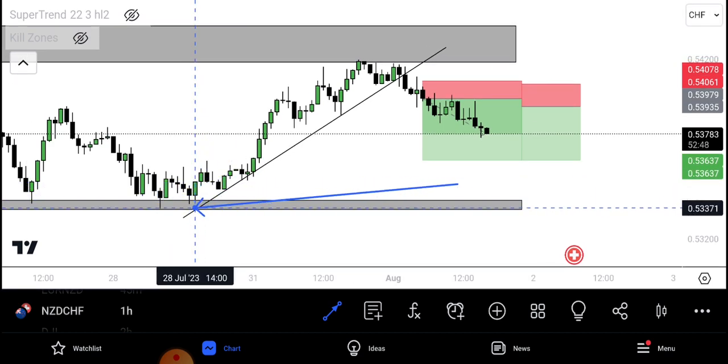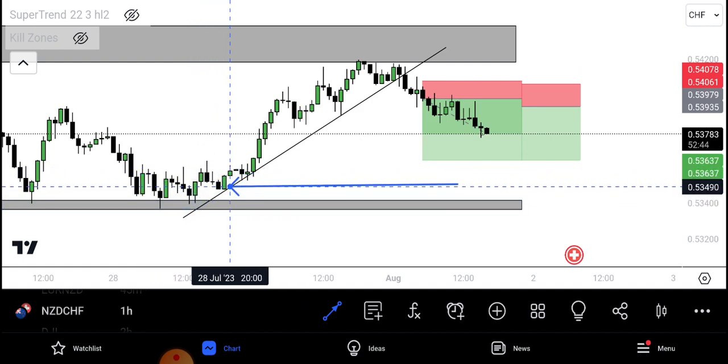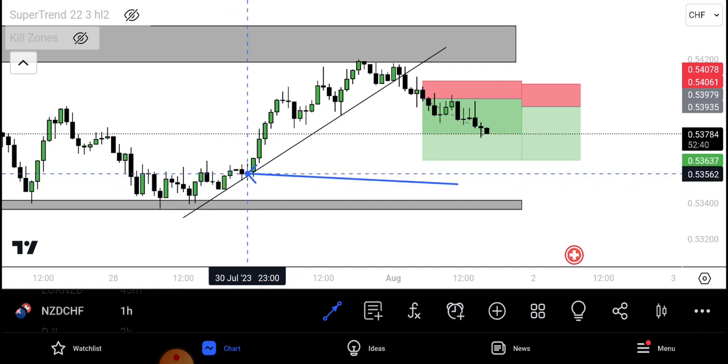a lot of buy orders were induced here, which made the market go up. Came back here, liquidity was engineered here, and a lot of buy orders were induced. Came back to tap on the trend line again, same thing happened.